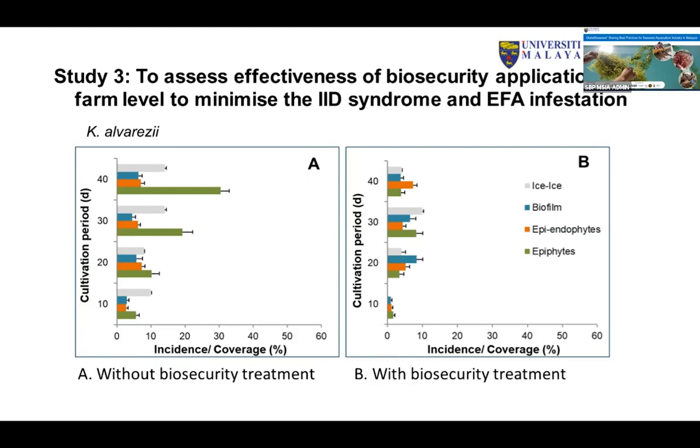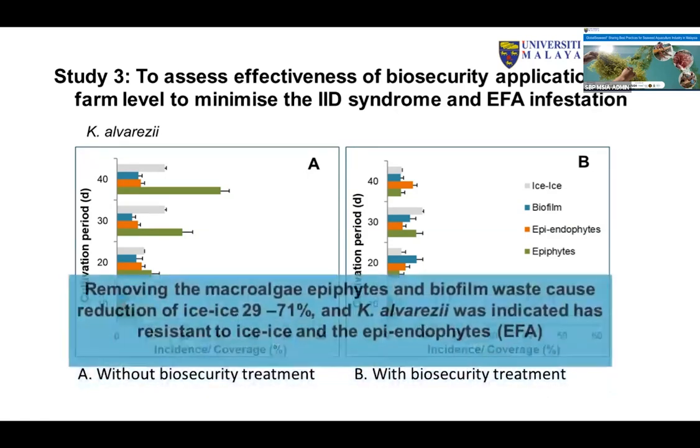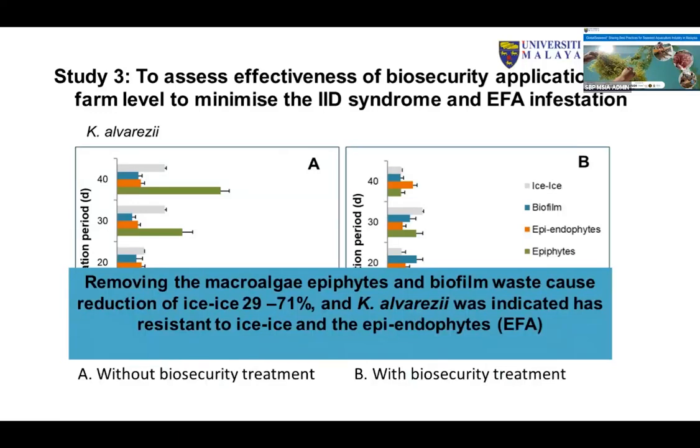For Kappaphycus alvarezii in graph A, the coverage of pests increased with the increase of ice-ice incidence, while graph B shows decreasing ice-ice incidence with low coverage of pests. Removing the macroalgae epiphyte and biofilm waste caused a reduction of ice-ice of up to 71%, and Kappaphycus alvarezii was indicated as resistant to ice-ice and the epiendophyte.